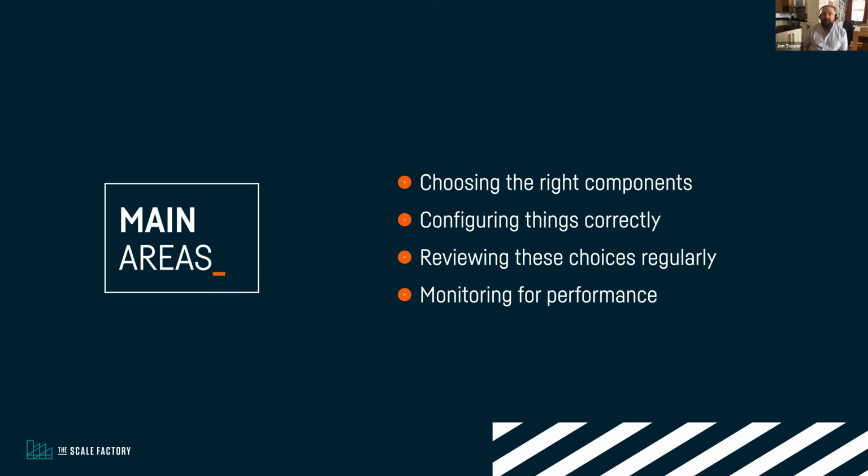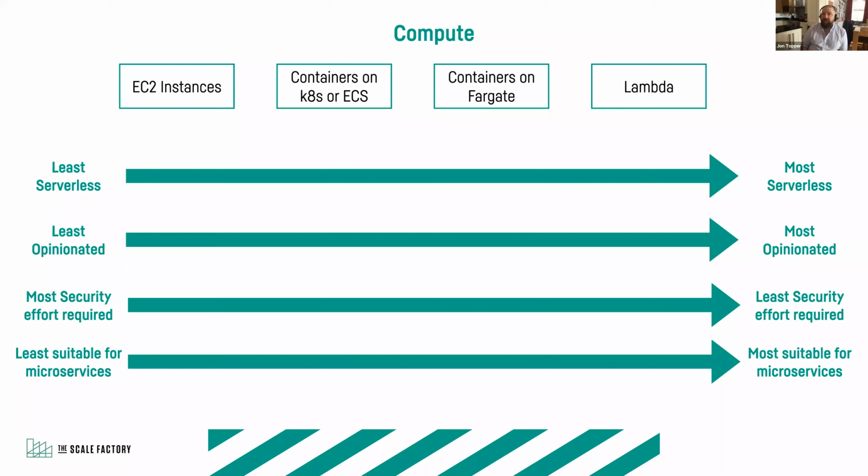So when we're talking about choice of compute, we're not just talking about instance types. We might also be thinking about, are we thinking about Kubernetes? How about Fargate?